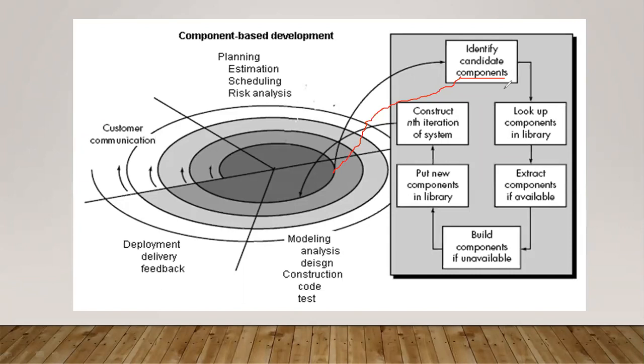Okay, what is the next step? Look up components in library. This is the second phase. What does this phase have? Whether the components we are looking for are available in a library, be it a system library, on the internet, or somewhere else. If those are available, extract those components. If that existing code is available in the market, then we are going to extract that code.